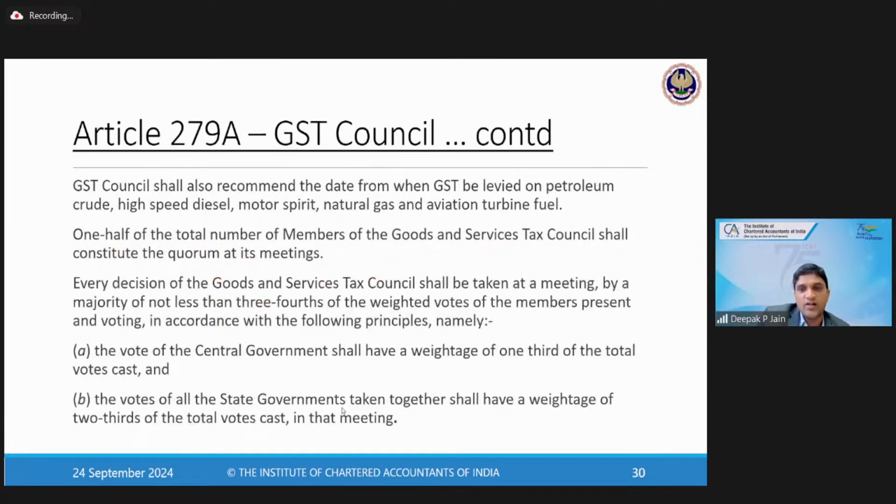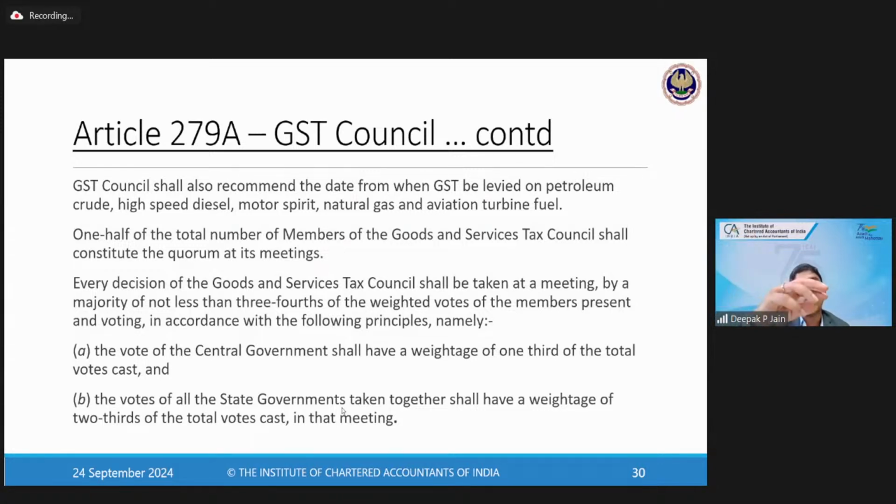What else is there in Article 279A? It says the GST Council shall also recommend the date from when GST will be levied on those 5 petroleum products. So 5 petroleum products जो अभी नहीं है, the GST Council will decide and come up with a date when GST will come in on those 5 petroleum products.